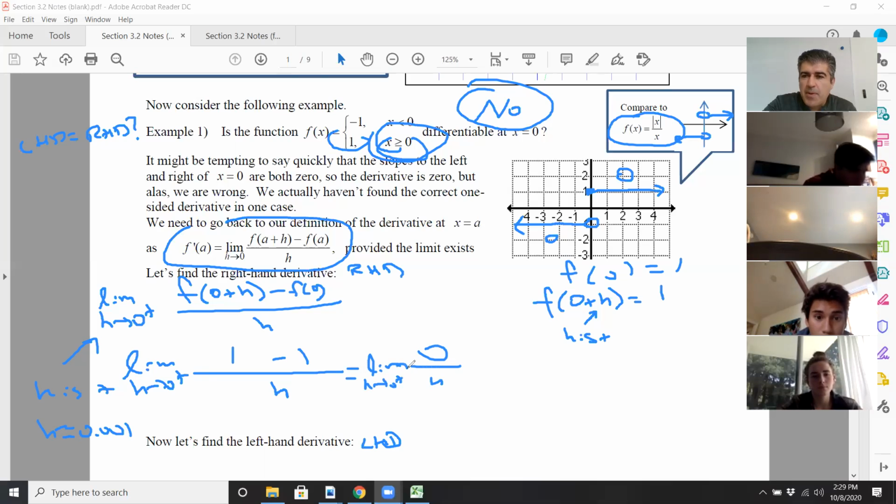Now, this is the weird part, too. You're tempted just to plug in 0 for h and say, well, then I got 0 over 0. That's indeterminate. So we have a problem. Remember, h does not equal 0 for a limit. It's approach, right? It's approach.